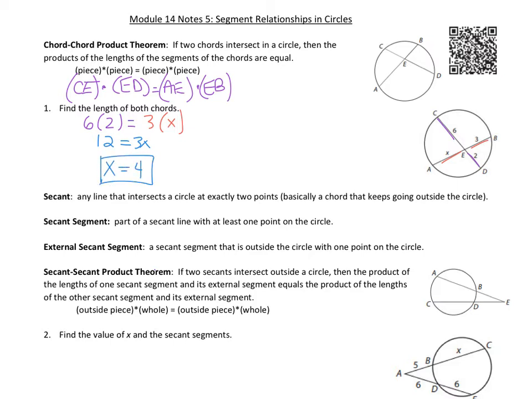Now pay attention to the directions. Here it is find the length of both chords. So it's not just the x, it's the whole length of the chord. So AB will be everything together. So if this piece is 4, then that is 7 altogether. And then CD is our whole length, so 6 plus 2 is 8.